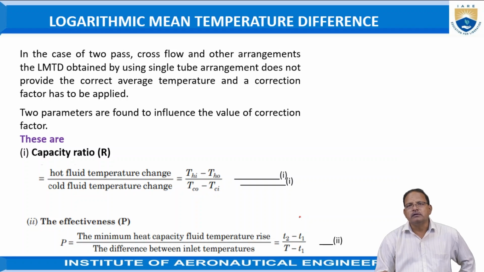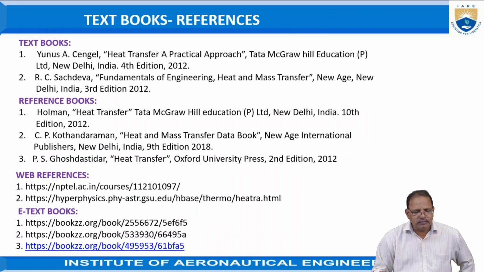These are represented as R and P, where the capacity ratio R is equal to the hot fluid temperature change divided by the cold fluid temperature change, which is equal to (T_hi minus T_ho) divided by (T_co minus T_ci). The effectiveness P is equal to the temperature rise of the minimum heat capacity fluid over the difference between the inlet temperatures, that is (T2 minus T1) divided by (T_hi minus T1). These are the capacity ratio R and the effectiveness P, generally applicable when there are two passes. I collected this entire material from the textbooks as well as the reference books mentioned here.